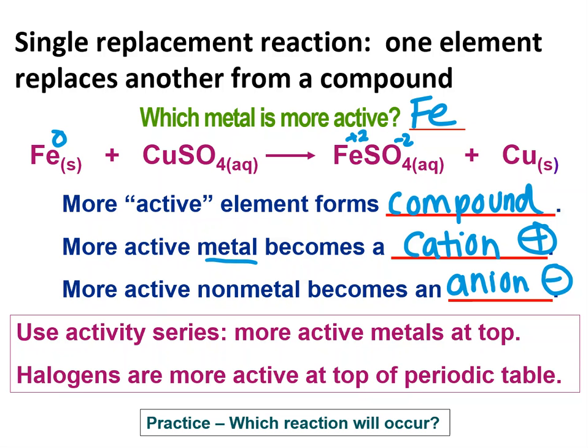Halogens though, and halogens are fluorine, chlorine, bromine, and iodine. On the periodic table, they are in order of their activity, with fluorine at the top being the most active, and on down. So fluorine can replace any of the ones below it because it's the most active. It can replace any of those.